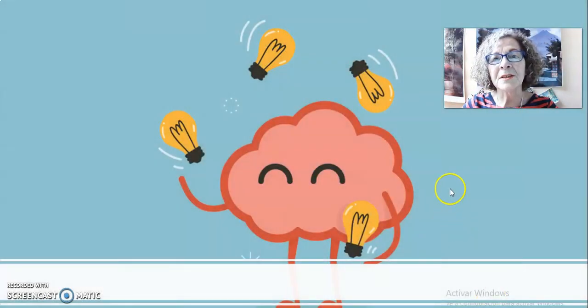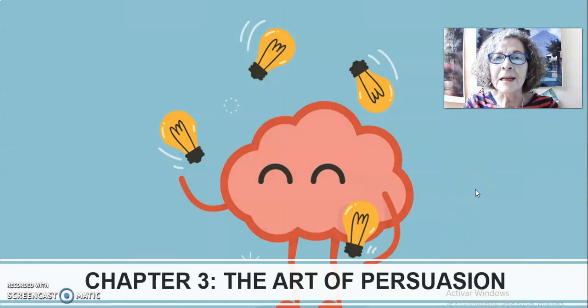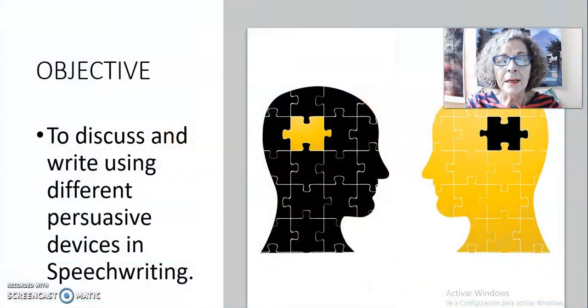Our speech writing process. And at this time, we're going to discuss Chapter 3, The Art of Persuasion. I guess everybody uses different techniques to persuade people or to get what we want. But just take a look at what Simon Lancaster is telling us to use at this time. And the main objective to reach at the end today is to discuss and write using different persuasive devices in speech writing.